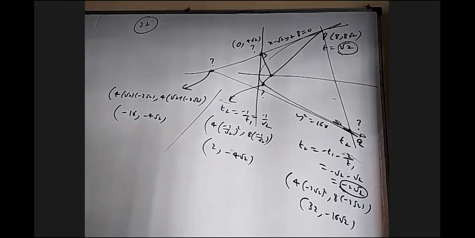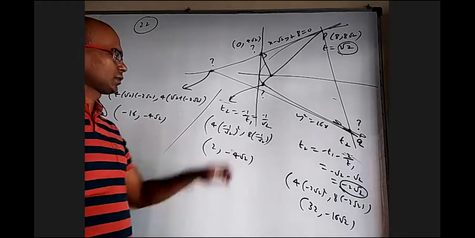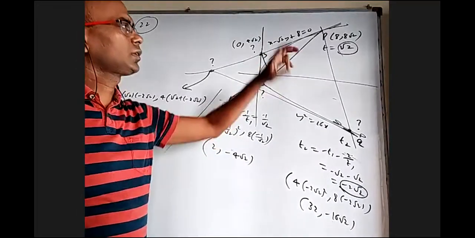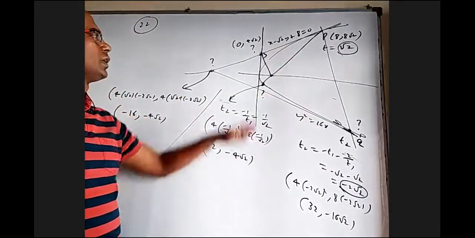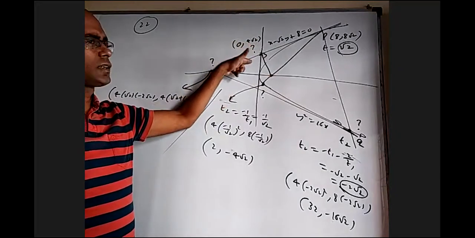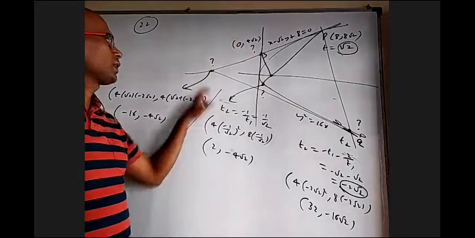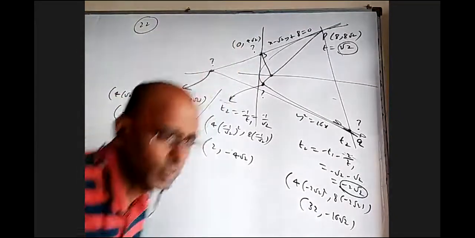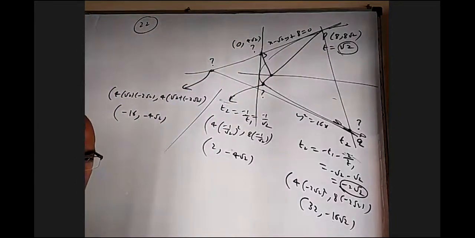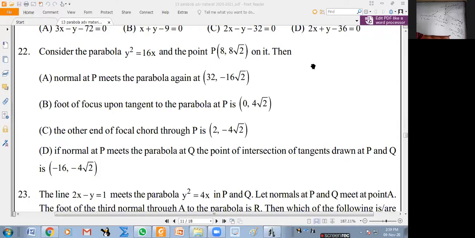Okay, so just all different formulas to remind. Ends of focal chord, one formula; normal at T1 and T2, another formula; foot of the perpendicular from the focus on any tangent lies on the tangent at the vertex, or really find the tangent and find the foot of the perpendicular from the focus. Another one is the point of intersection of tangents at two particular points. So 32 comma minus 16 root 2 is right. 0 comma 4 root 2 is right. 2 comma minus 4 root 2 is also right. All options are correct. Just use the formulas.